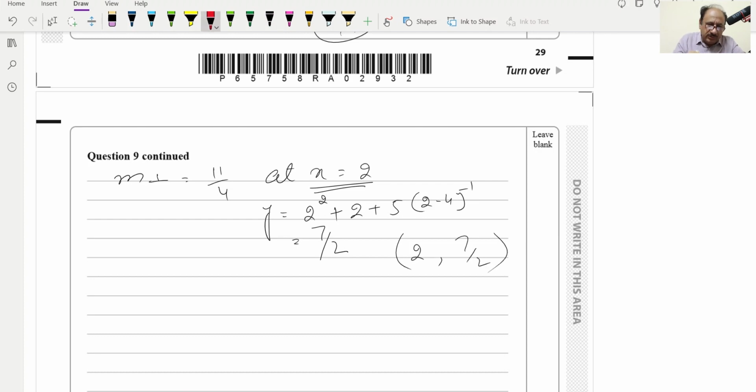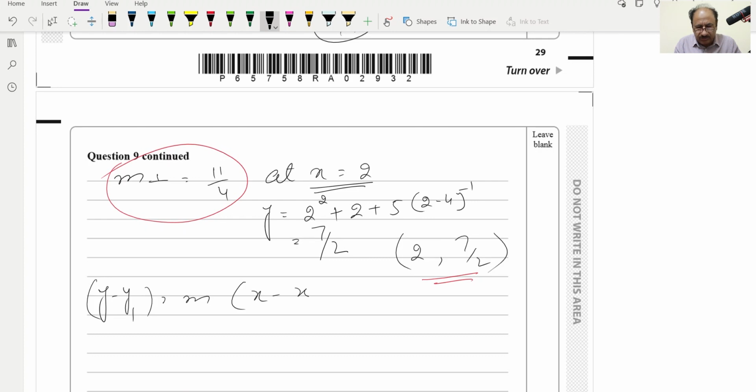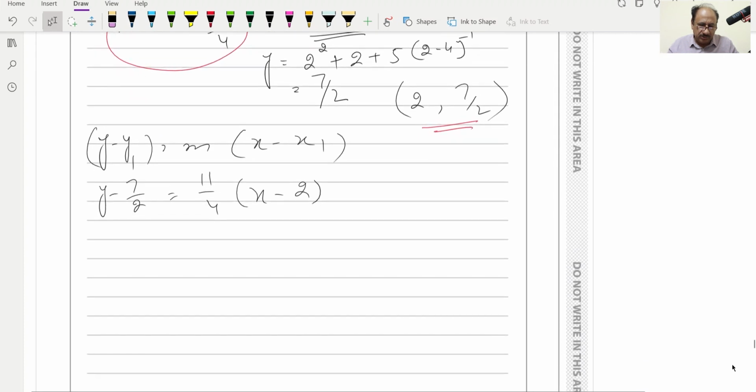So we will be using the gradient of the perpendicular and this point to write down the equation. The equation of the tangent will be what? y minus y1 will be equal to m into x minus x1. So y minus y1, the y value we will write as 7 by 2, is equal to the gradient, which is 11 by 4, into x minus x1, which is 2, and we can rewrite the equation in the form of y is equal to mx plus c.